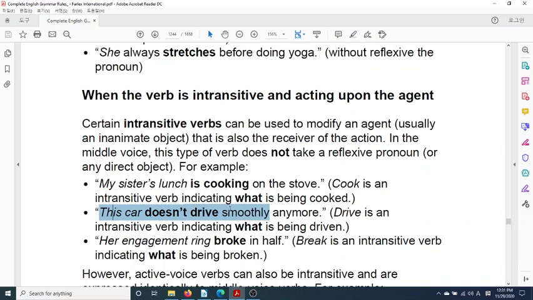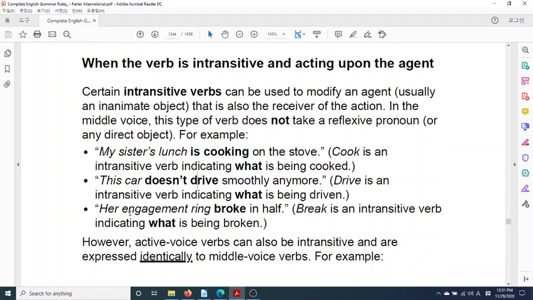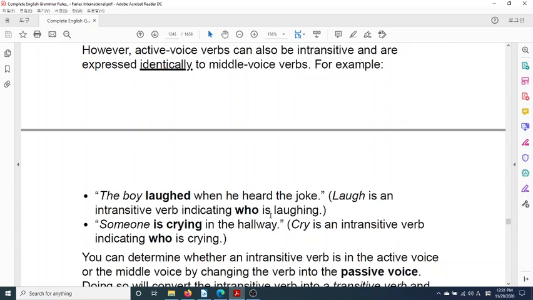This car doesn't drive smoothly anymore. You don't have to say this car doesn't drive itself smoothly anymore, especially since the implication is that you're driving. Her engagement ring broke in half, right? You don't have to say her engagement ring broke itself in half, right? You can just get rid of it.